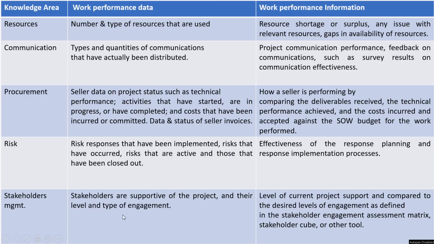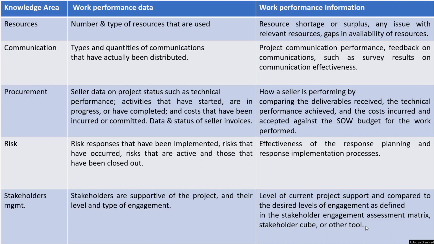Now, lastly, moving to stakeholder management. Stakeholders who are supportive of the project, what is their level of engagement? What is the type of engagement? This would come into work performance data. Work performance information will tell me the level of current project support compared to the desired level of engagement, as I have defined it in my stakeholder engagement assessment matrix.